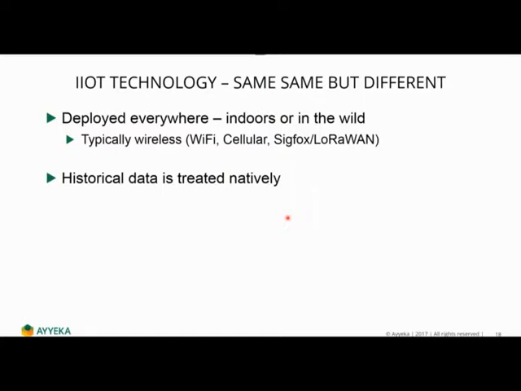Also, historical data is treated natively, unlike classic industrial automation where the data has to be real-time or it has almost no value. In this setting of industrial IoT, it's okay to report historical data. It's okay to collect data every minute and then report it once a day. Then the challenge is how do you push that to the SCADA, but we'll get to that. Again, it's designed to support millions of devices, not just thousands, and that reflects on the protocols themselves.